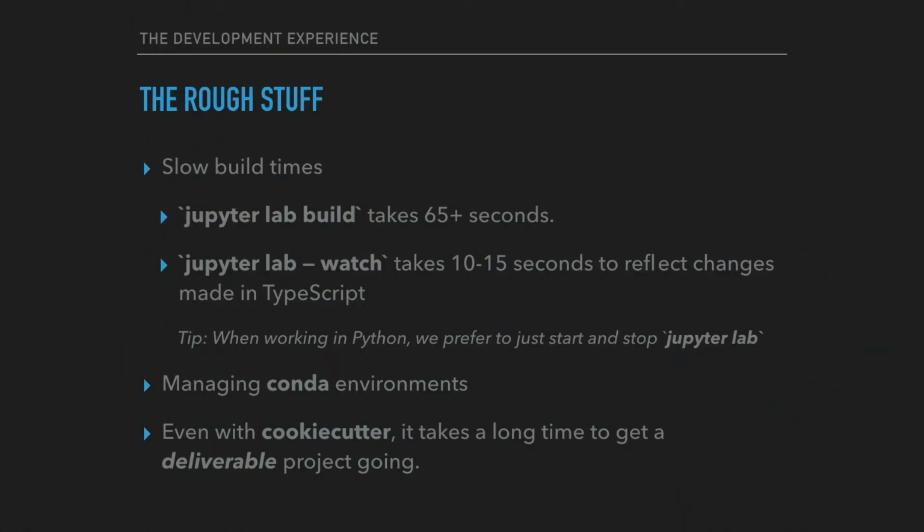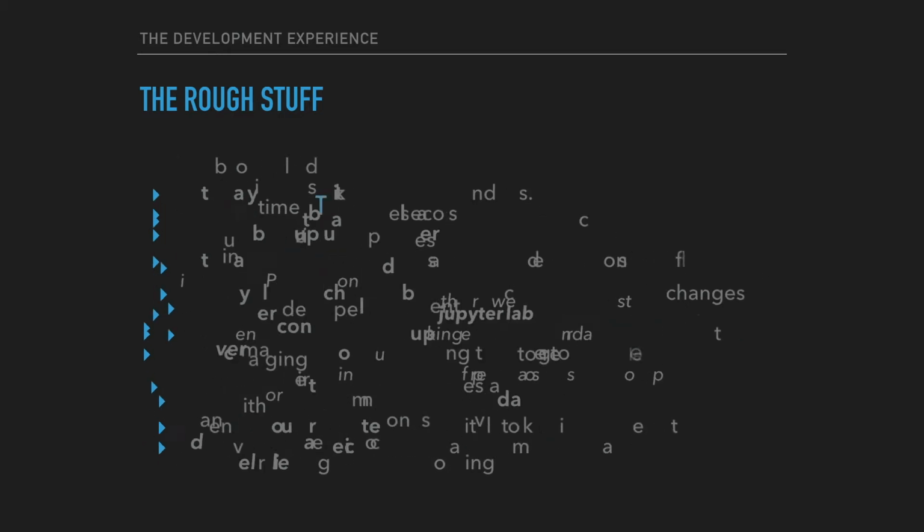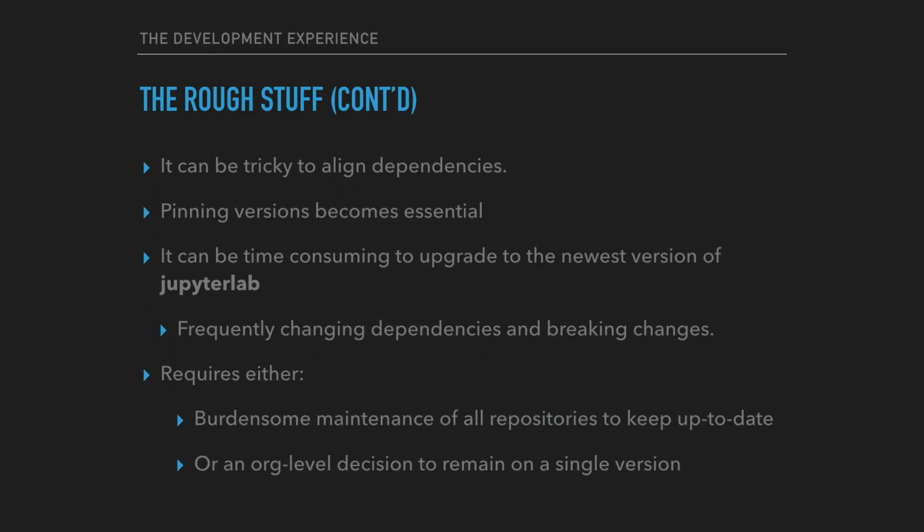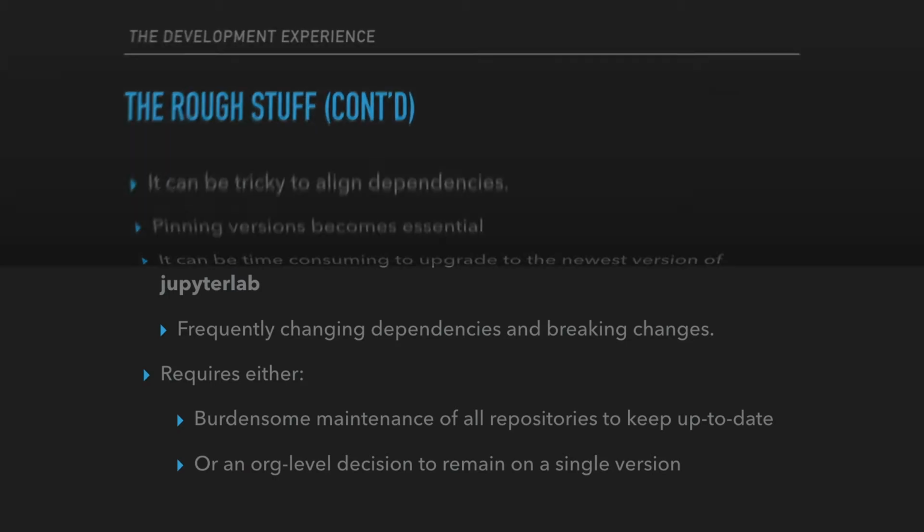There is some rough stuff. Number one, the slow build times. It takes a long time to see your changes reflected whenever you do anything in JupyterLab. And that's tough. And even with Cookie Cutter, it takes a long time to get a deliverable project going. We'll talk more about that in a minute. It can be tough to keep your versions and dependencies all aligned. You're going to have to pin them and then be very careful when you're upgrading to the newest version of JupyterLab. You're going to have to make a decision as an organization as to when you're going to update and how you're going to roll it out to users.